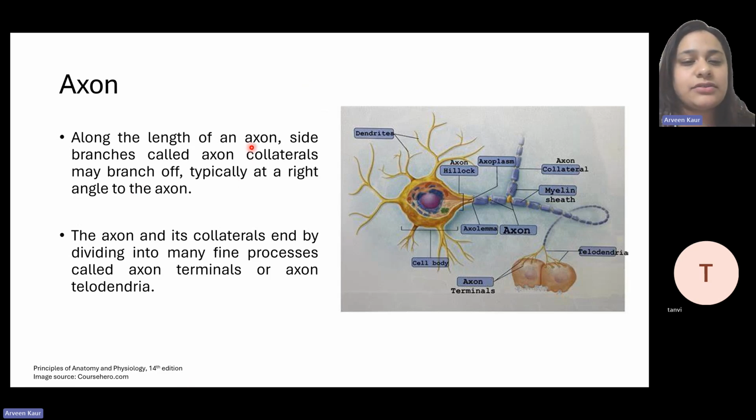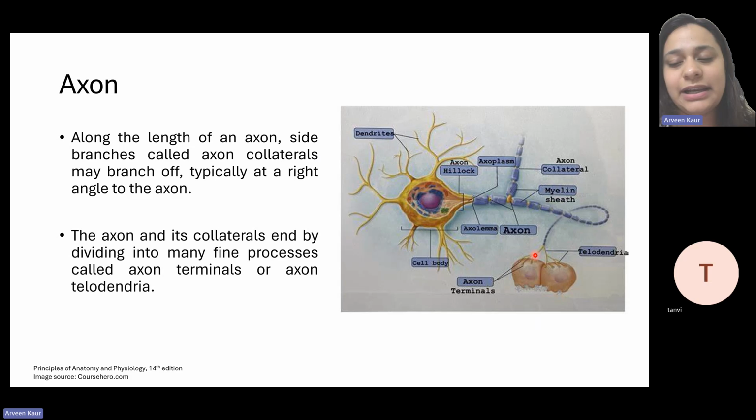Along the length of the axon, side branches called axon collaterals may branch off, typically at right angles to the axon. So there might be branching that takes place in the axon also, right? Although it is not very common, it might take place. These are known as axon collaterals, usually at right angles from the axon. This is where the axon began, and this is where the axon is ending. In between, there might be some collaterals like this. Then the axon and its collaterals end by dividing into many fine processes, right?